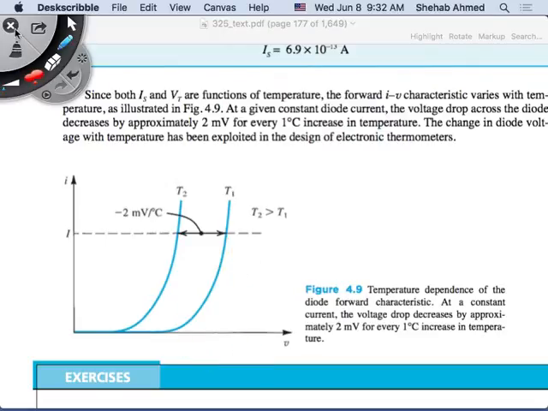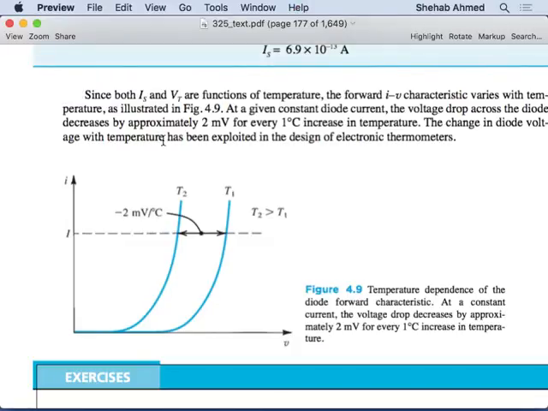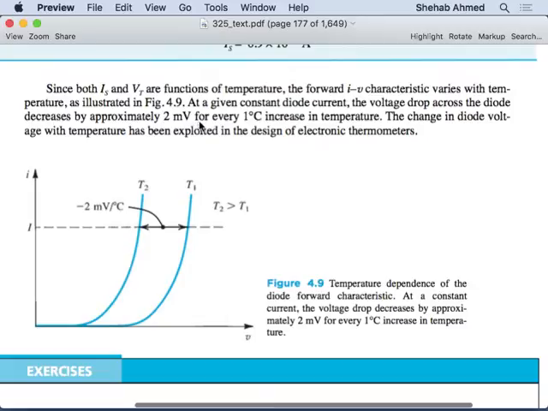Diodes are said to have a temperature coefficient. Temperature coefficient is typically given as a number in volts per degree Celsius. The forward voltage that we talked about across the diode, this 0.7 volts, changes by about -2 millivolts per degree Celsius. This is called negative temperature coefficient. So you increase temperature, and voltage drops by 2 millivolts every degree C. So why not use it as a temperature sensor? There are temperature sensors based on diode characteristics.